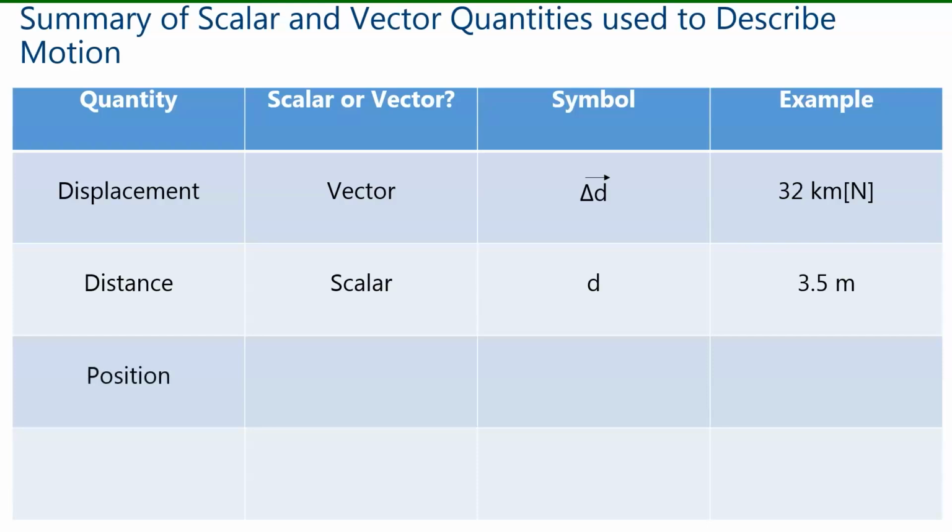Next, we have position. Position is a vector quantity. Its symbol is a lowercase d with an arrow above. The arrow above indicates that this is a vector quantity, that there is a direction associated with it. An example is 2.5 meters east of the school. Now we have time, which is scalar. The symbol for time is a lowercase t, and an example is 25 seconds.